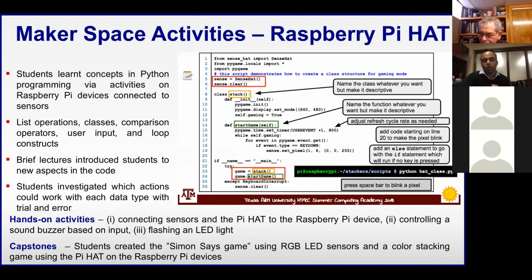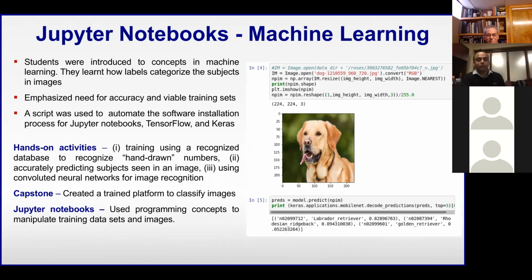So in this course, we had brief lectures, and then students were allowed to program, and each time they reached a topic which would be new, as you can see on the slide, that's where the instructor would lecture, and then the students were again allowed to explore the programming modules on their own. The hands-on activities included connecting sensors, controlling buzzers, and flashing an LED light. We had a capstone where students created the Simon Says game using LED sensors, and a color stacking game using a Pi hat. The second set of exercises were on machine learning and artificial intelligence.